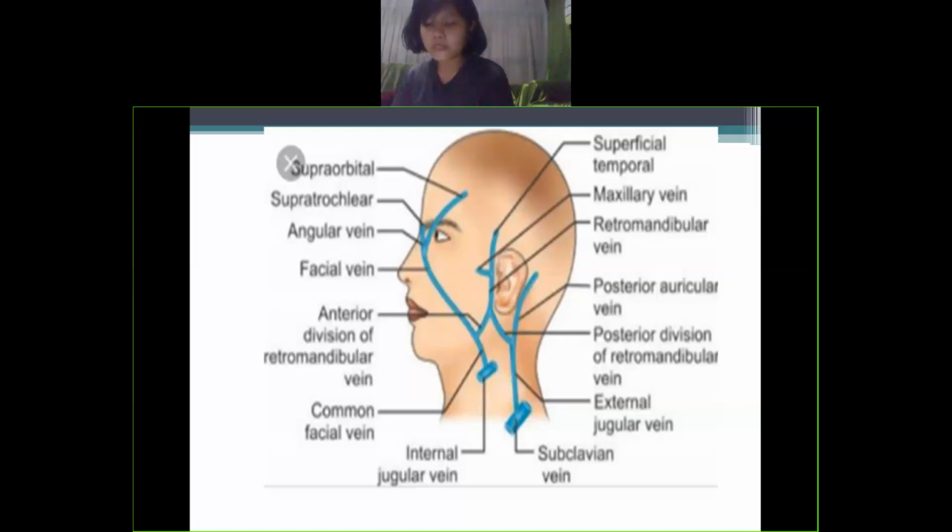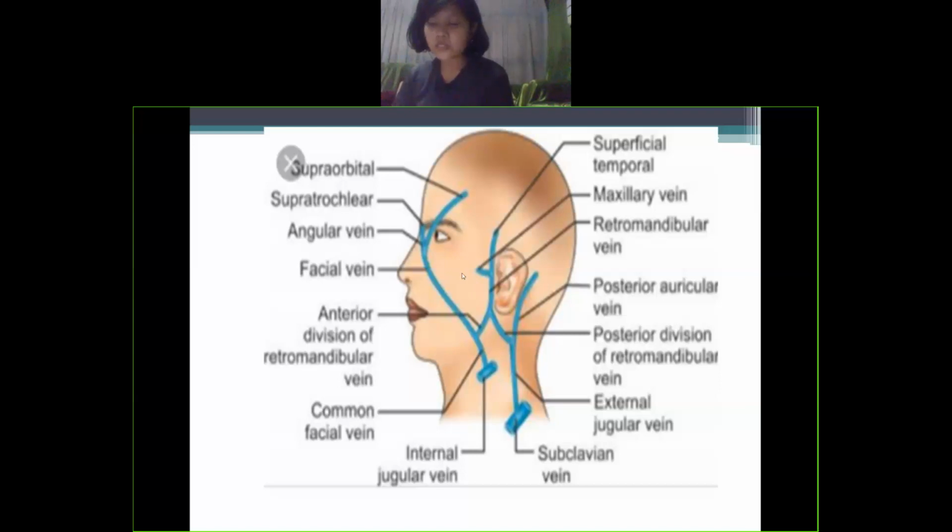Next is the superficial temporal vein... the supraorbital vein begins near the zygomatic process of the temporal bone. Zygomatic process of the temporal bone means what? Zygomatic means in your cheek. The vein will be situated here on the temporal bone. This is the temporal bone, so somewhere here it will be located.